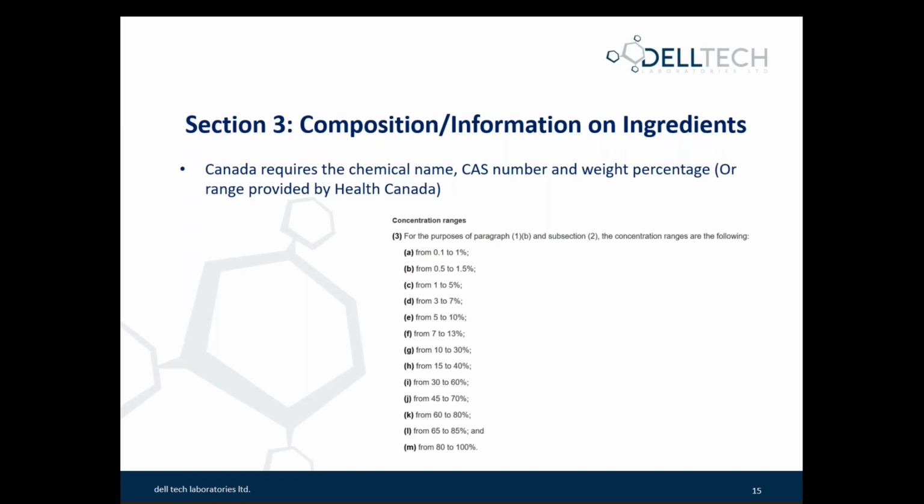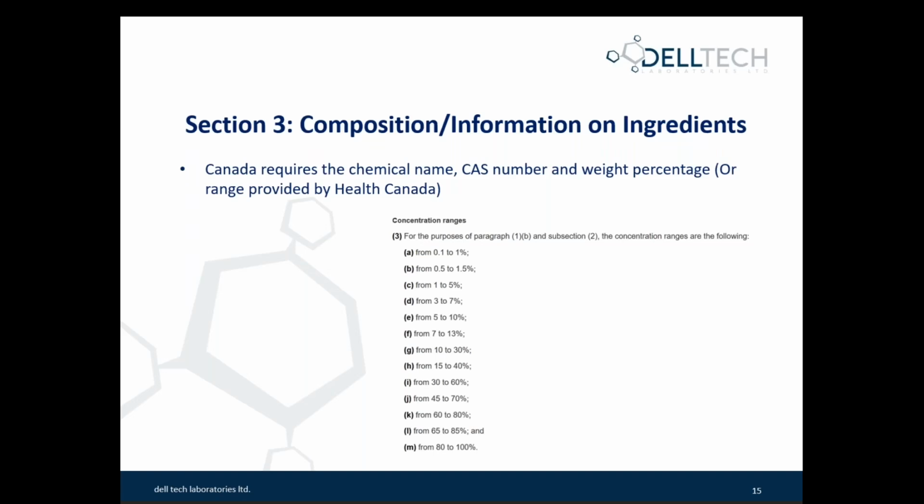Canada recently changed the regulations to allow us to use weight ranges again. When the regulations first came in, we were not permitted to use those trade secret ranges, but industry fought to get that back. So what you can see here are the ranges that were chosen by Health Canada. They are similar to those that were permitted under the old Controlled Products Regulations, or CPR, but there now are more options under the Hazardous Products Regulations.